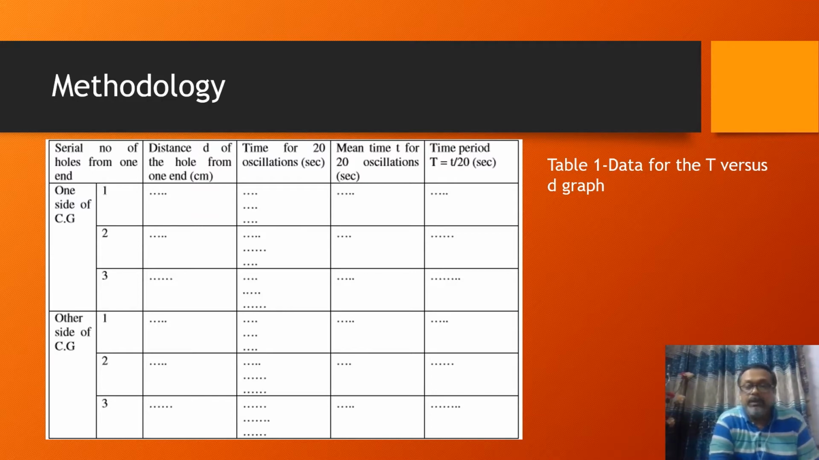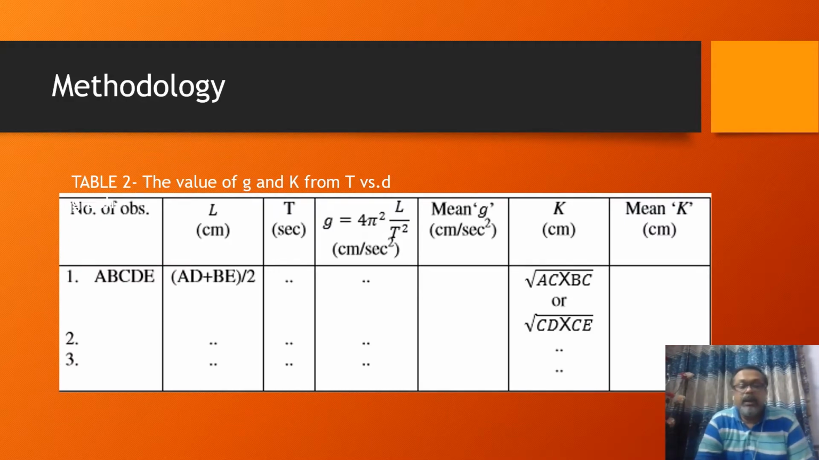Now once the time period is recorded, you have to use the value of L, which you have calculated from the graph, and the value of L will be equal to (AD plus BE) by 2. So now you know the value of L, you know the value of T, so therefore simply g will be equal to 4 pi square L upon T square. So this is how the mean value of acceleration due to gravity can be calculated, which should come out to be nearly 9.8 meters per second square.